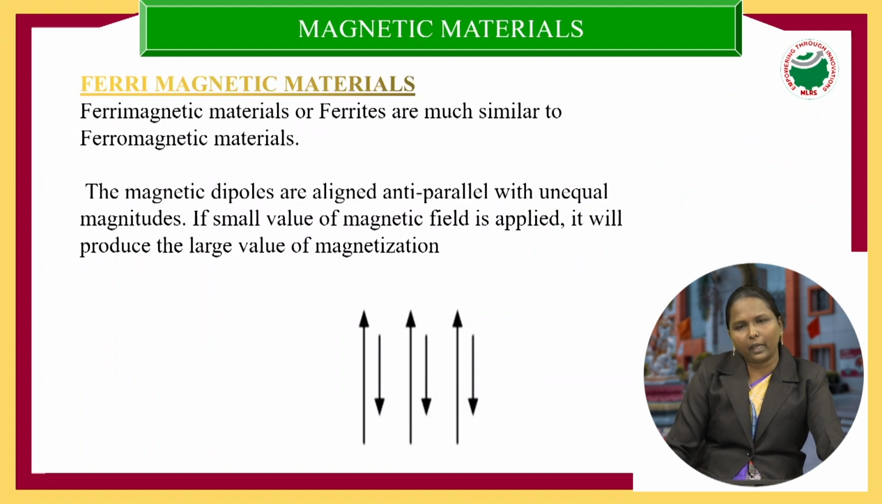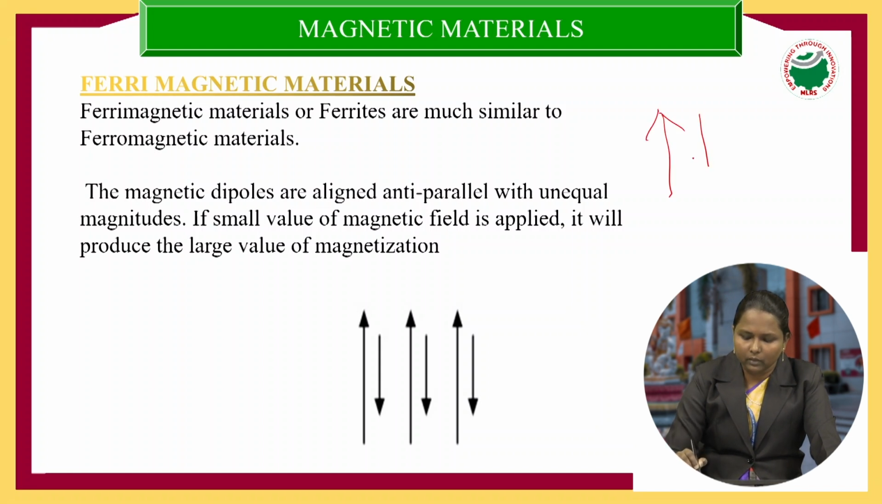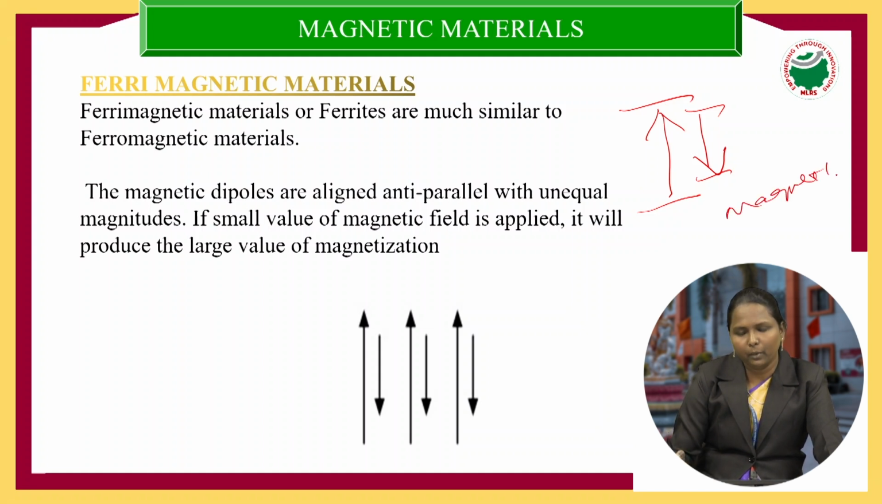Next one, ferrimagnetic materials. Ferrimagnetic materials are also one of the ferromagnetic material types, and are similar to ferromagnets. In these materials, the spin alignment is antiparallel in manner but with unequal magnitude. If you observe, these two are antiparallel, but the magnitude of both is not the same. Because of these unequal magnitudes, there is a magnetic moment inside the material.